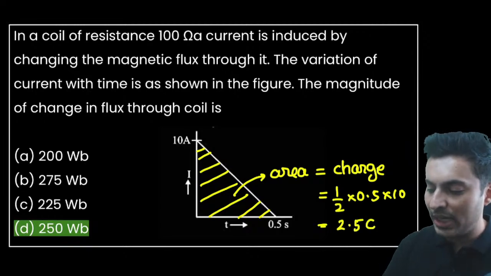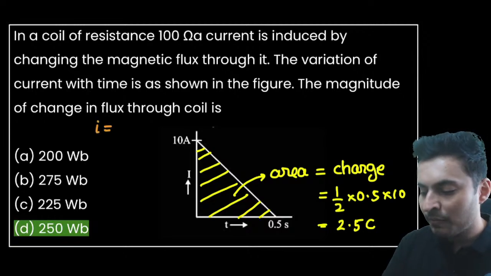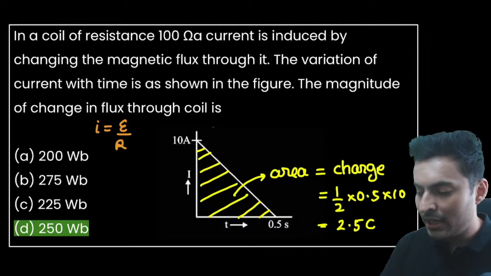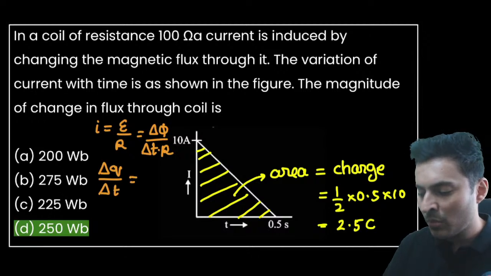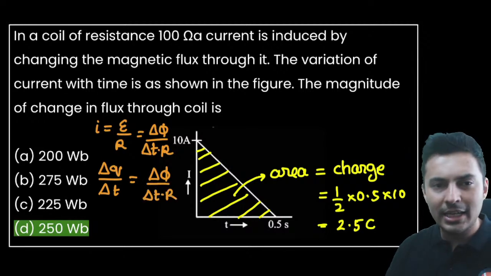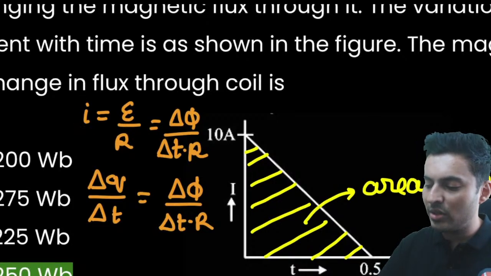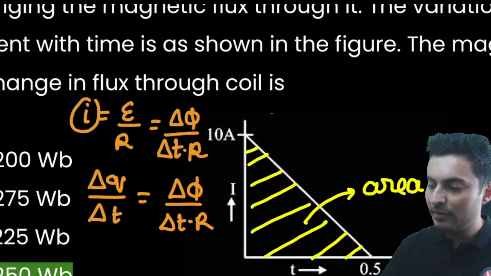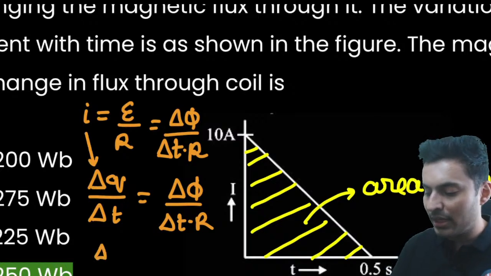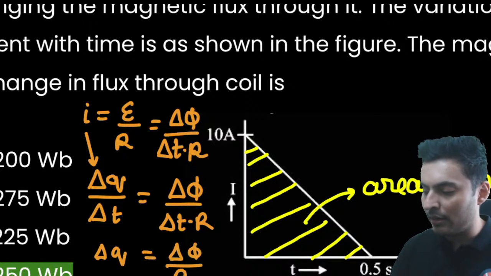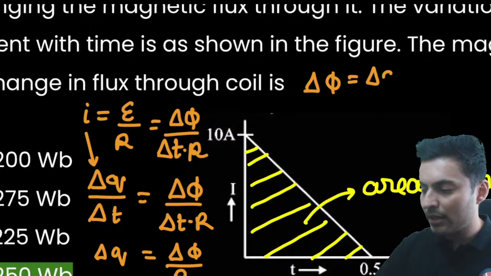Now what do I do with the charge? Well, we all know that current is induced EMF by the resistance, and induced EMF is delta phi by delta t. So this resistance comes over here. Current is nothing but the charge which goes per unit time. So that will be delta phi by delta t into R. Delta t cancels. So see guys, what we did, Ohm's law is E by R. EMF is d phi by dt, that is Faraday's law. So current, we just wrote it down as dq by dt. Now dt we cancel. So delta q is equal to delta phi by R. So therefore, delta phi will be delta q into R.